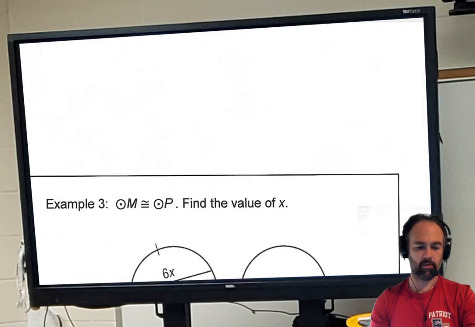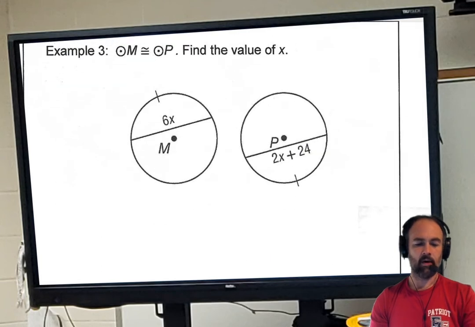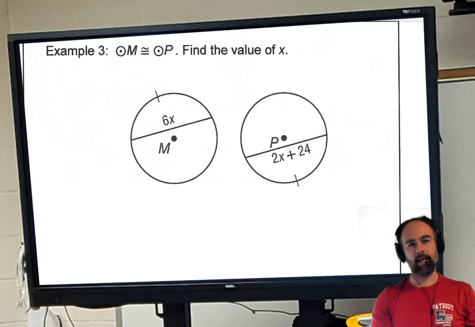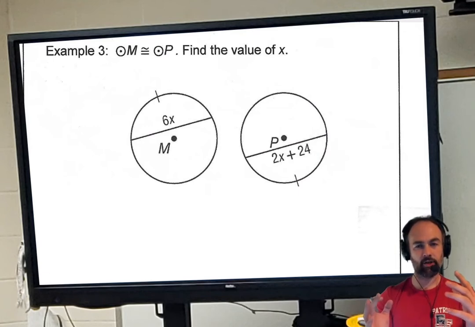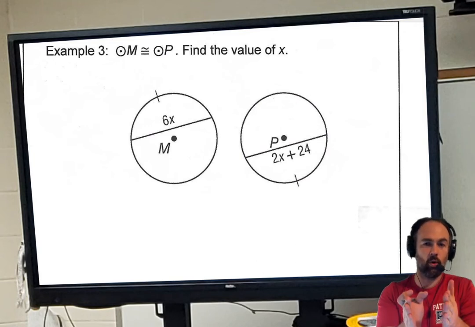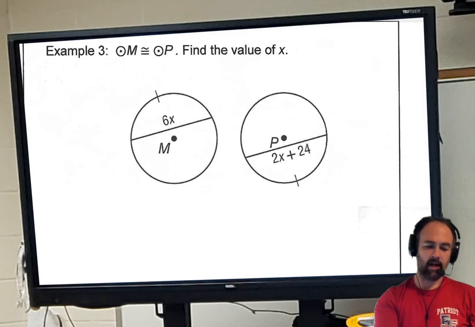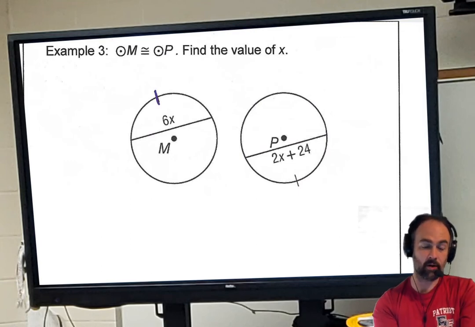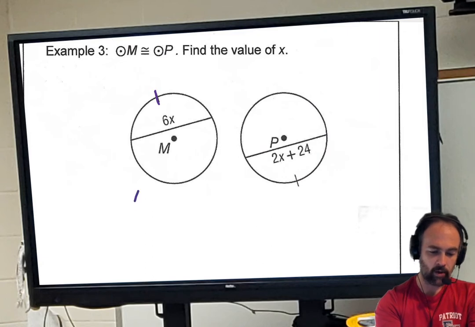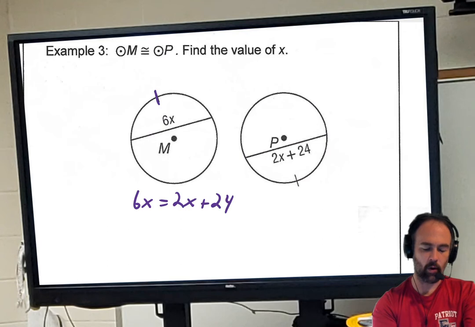Sorry, it's taking a while for this to load up. Okay, now it tells me that circle M is congruent to circle P. Now, whenever I have two circles that are congruent, that means they've got equal radii, equal circumferences, and congruent arcs in each circle means they're also going to have congruent chords in those circles. So since this arc is congruent to that arc, then the corresponding chords are congruent as well. So 6x equals 2x plus 24.